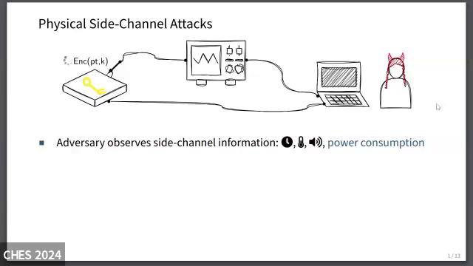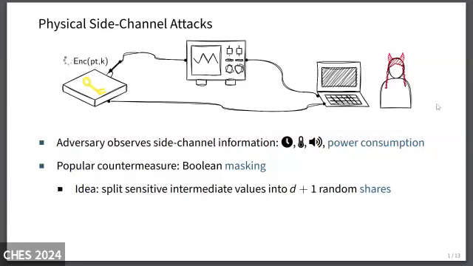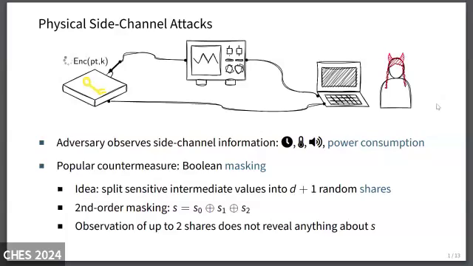Yeah, so the adversary can, for example, observe the power consumption of the device while an encryption happens to find out the key. One countermeasure we can use there is Boolean masking. The idea is that you identify sensitive intermediate values you could use for a side-channel attack and split them up into multiple random shares. Our work is about second-order masking. This means you split your sensitive value into 3 parts, such that the adversary needs to recover all 3 parts. If only 2 parts are recovered, you cannot say anything about the sensitive intermediate values.